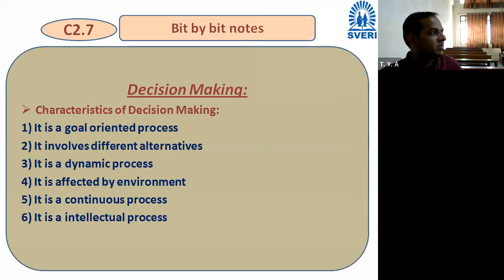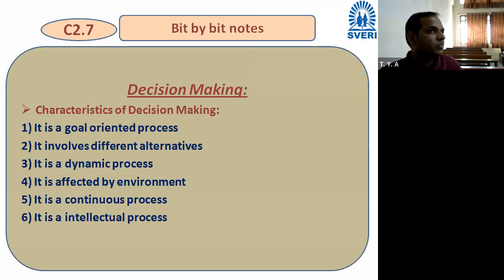So for example, I want to join so and so organization. This is your goal, right? You want to join TCS. So you have taken the decision that you want to join it first. And another one, you started preparing on aptitude, languages, right? So it's your decision. And to achieve that particular goal, this decision making process is essential.